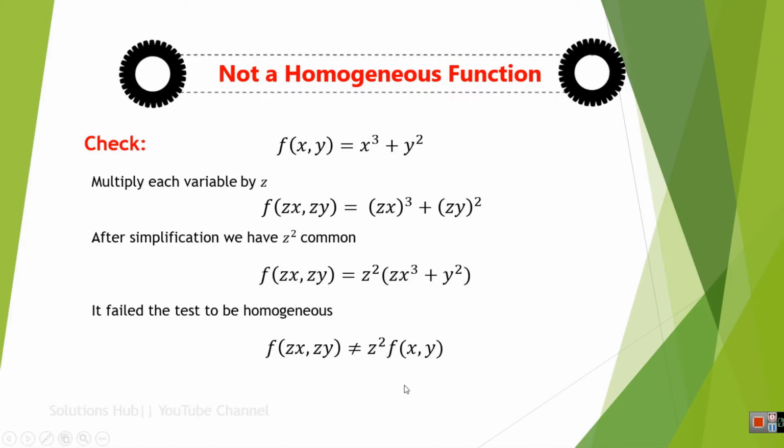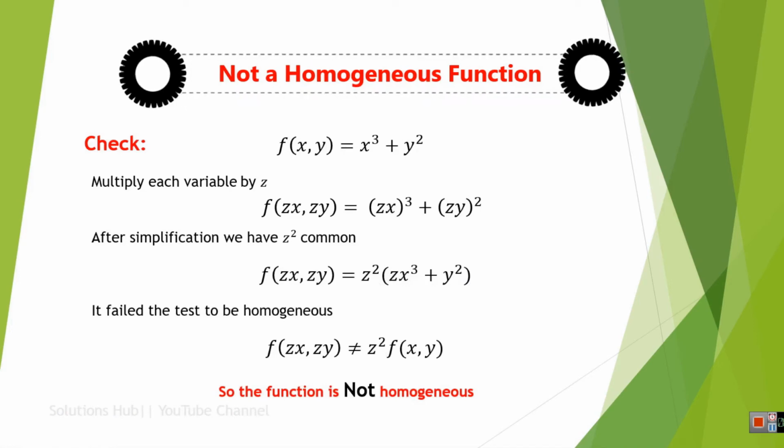So it means that this particular function, that is x cube plus y square, is not a homogeneous function. So this sums up the definition and examples of homogeneous function. Now we are able to talk about homogeneous differential equations.